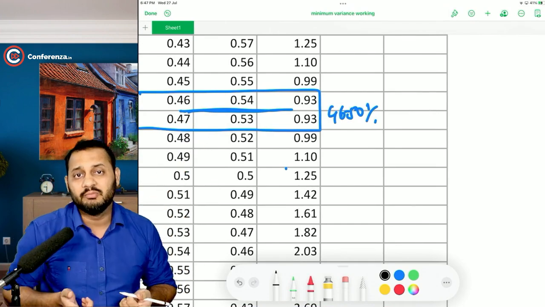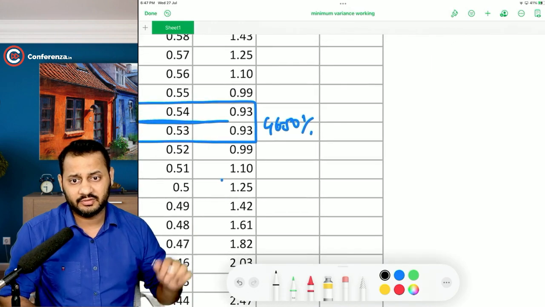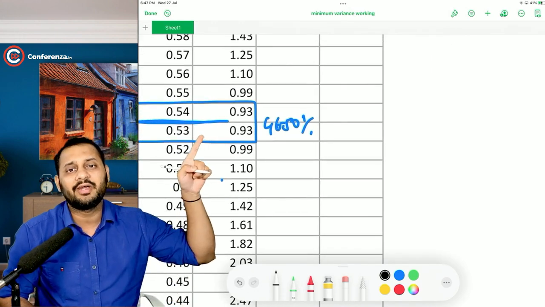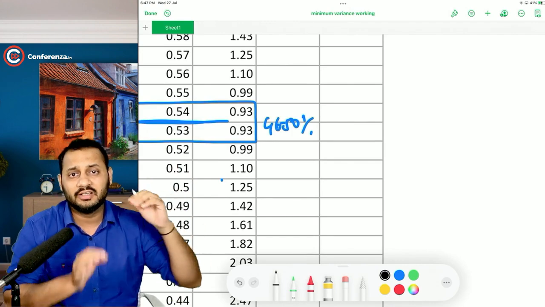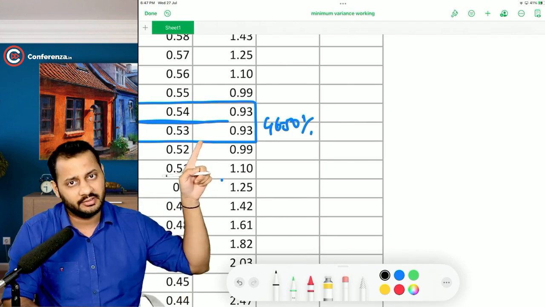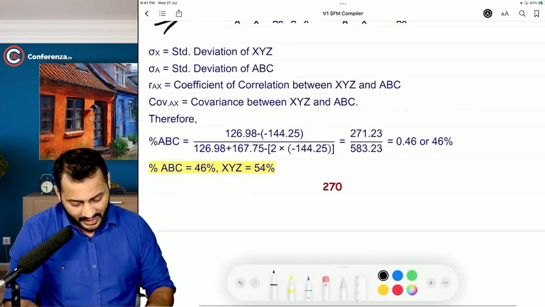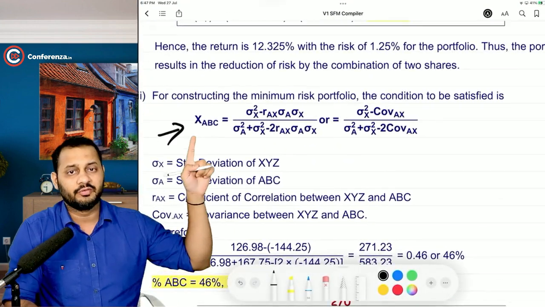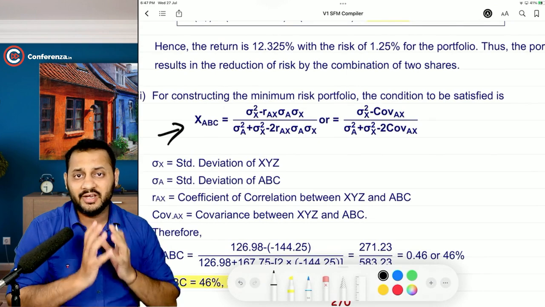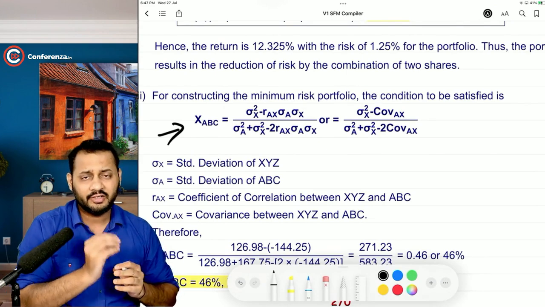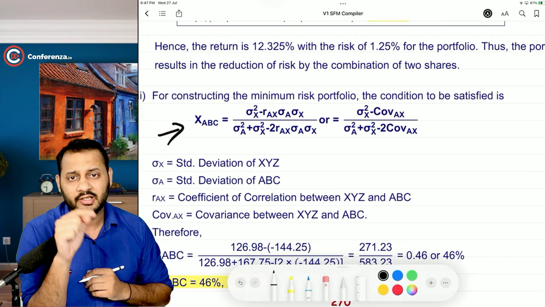That will be called the minimum variance. This is the minimum risk, right? 1.25 is not the minimum. The minimum is 0.93. Amongst all the possibilities, the lowest possible risk is 0.93. Cool. Now, we have the formula for the minimum risk portfolio, where we can calculate the weight of the first security in the portfolio.